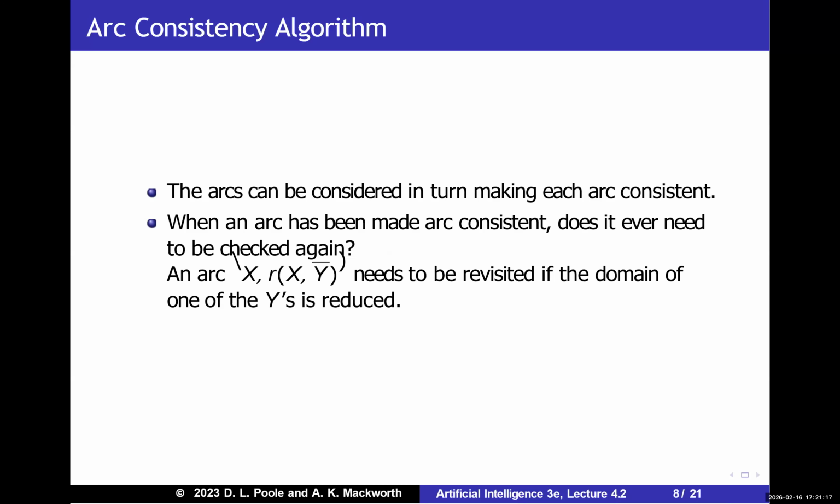And then to continue with ARC consistency, the key idea in the ARC consistency algorithm is propagation. We consider arcs and make each arc consistent by removing unsupported values. The important question is whether an arc ever needs to be checked again. The answer is yes. If the domain of a neighboring variable is reduced, an arc that was previously consistent might become inconsistent. That is why ARC consistency algorithms revisit arcs when domains change. Constraints propagate through the network, and pruning in one place can trigger pruning somewhere else.